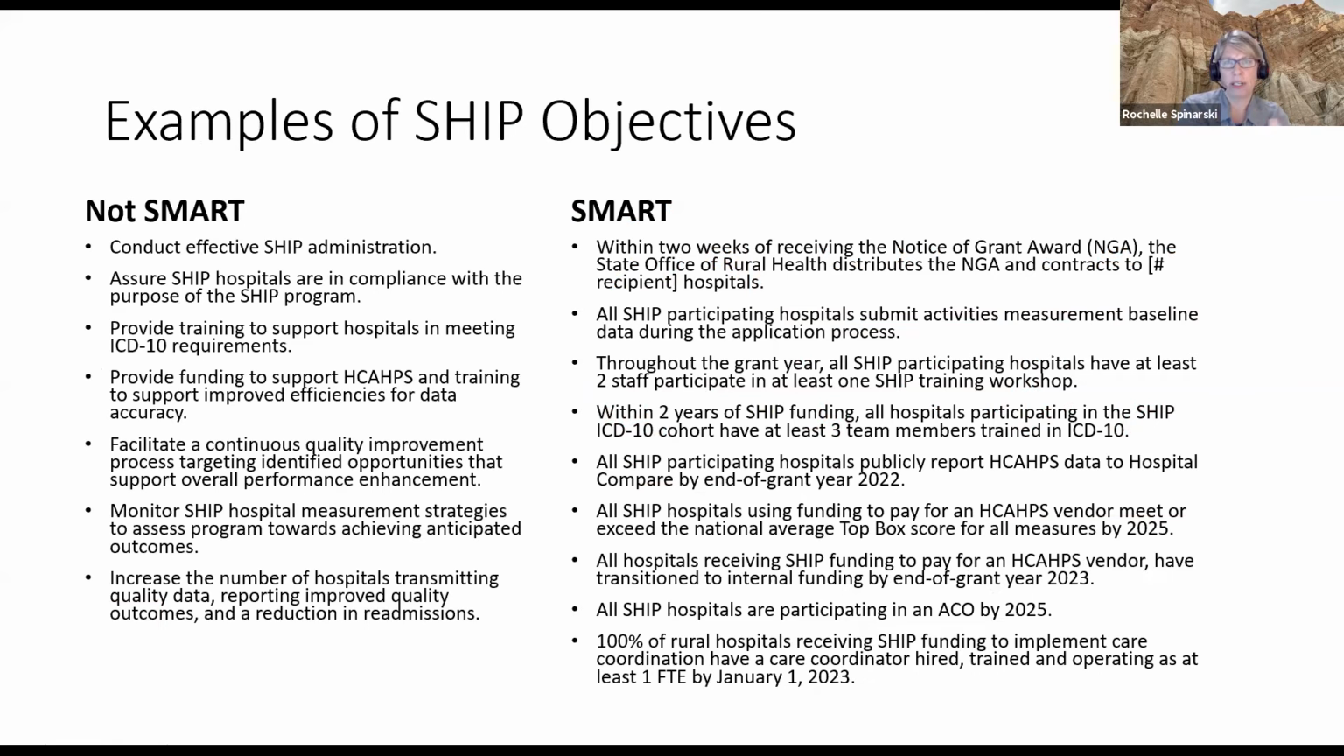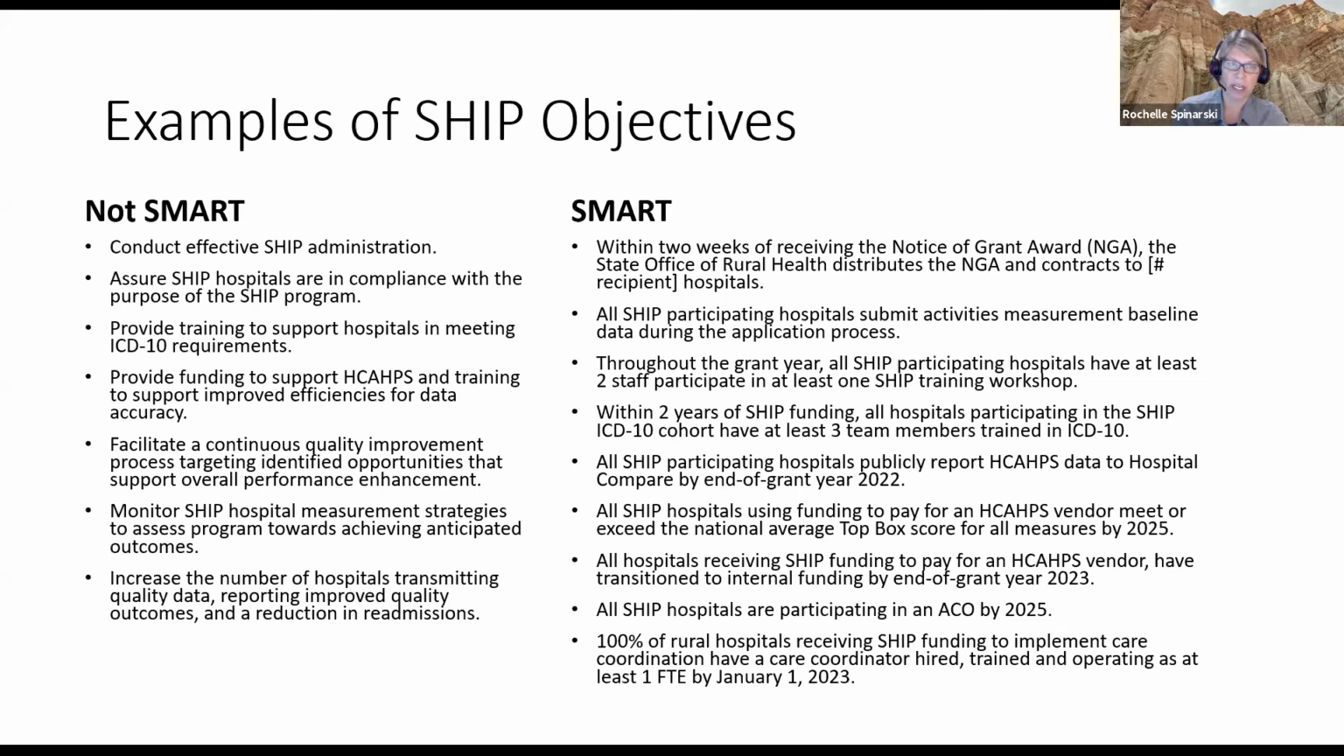So here are some examples of SHIP objectives that are not SMART and SMART. The ones that are not SMART are actual objectives that exist out there. And then the SMART objectives are revisions of the not SMART versions on the left-hand side. You can see some considerable differences between the not SMART and the SMART. I'll walk through a couple of them to give you an example as to why having a SMART objective is really helpful.